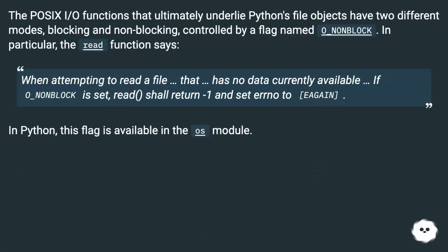The POSIX I/O functions that ultimately underlie Python's file objects have two different modes, blocking and non-blocking, controlled by a flag named O_NONBLOCK. In particular, the read function says, when attempting to read a file that has no data currently available, if O_NONBLOCK is set, read shall return -1 and set errno to EAGAIN. In Python, this flag is available in the os module.